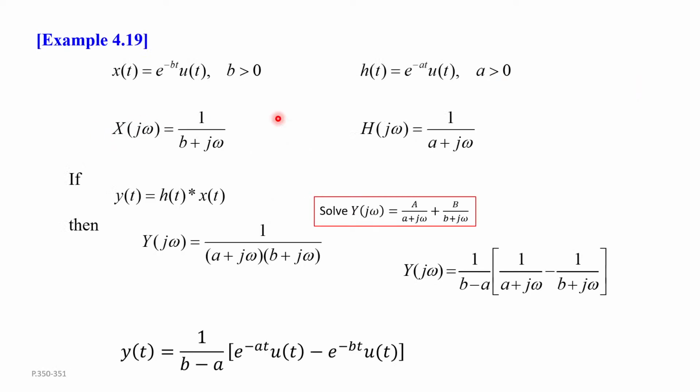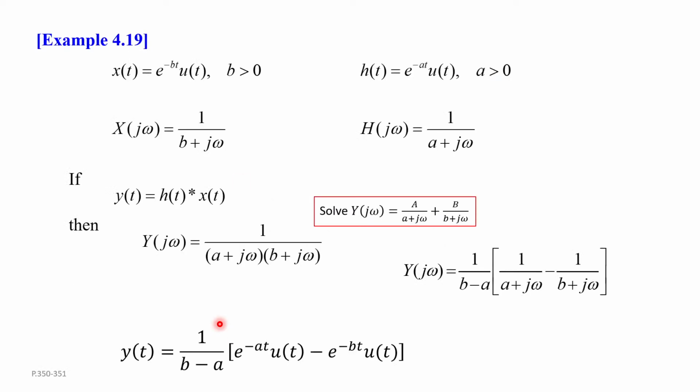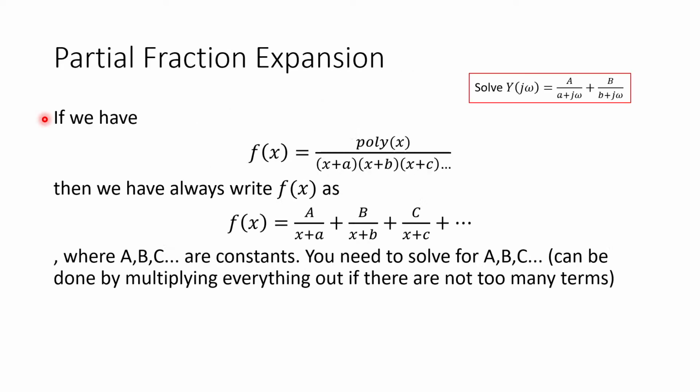It's actually not finished. So we have y of t equal to this, 1 over b minus a, times e to the minus at minus e to the minus bt, times u of t. And this is not finished because if a equals b, then you have 0 divided by 0, which is actually undefined, and it's annoying. So we need to be careful about this and deal with a equal to b as a special case. And yeah, if a equals b, you cannot do the partial fraction expansion.